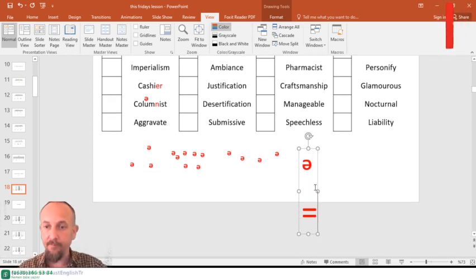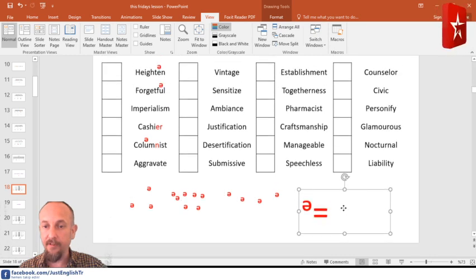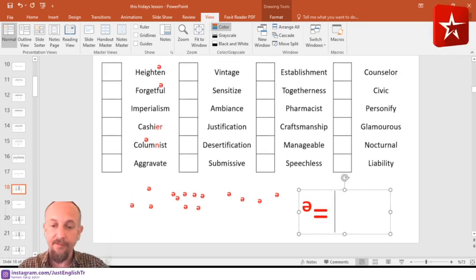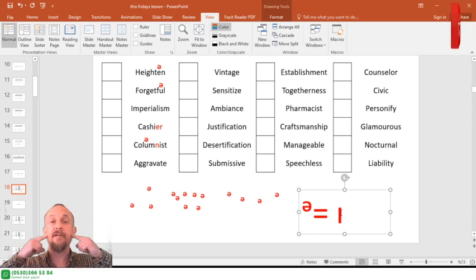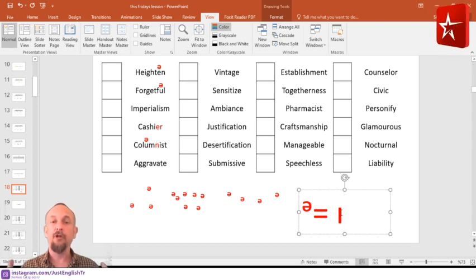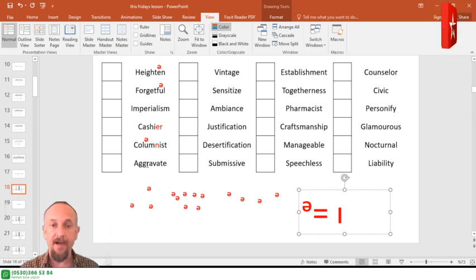Okay, so that sound there is like the Turkish dotless I, but as I said earlier, that sound in Turkish is made from the throat. In English, it's made from the back of the mouth. Just release a little bit of air from your lungs and just go "uh", and that's the sound. Heighten, forgetful, columnist, columnist, we have that schwa. Here, aggravate, we actually have two of those sounds. It's not "ag-ra-vate", it's "aggruhvate".